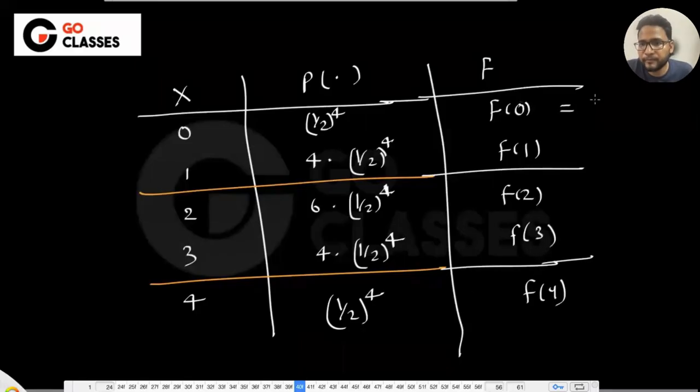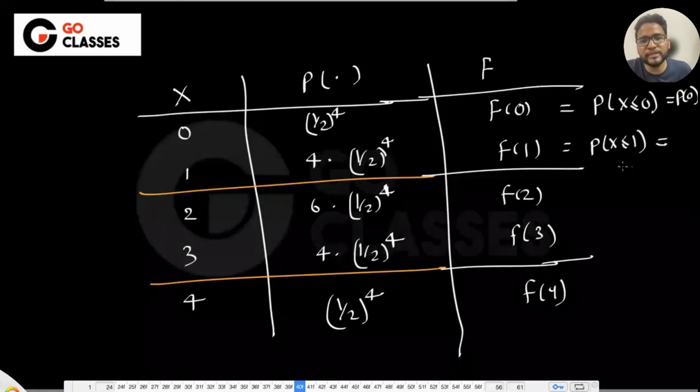Now, this will be P of 0 only. Right? Generally it is P of X less than or equal to 0. In general, you can say it is P of X less than or equal to 0. And since there is only one possibility for X less than or equal to 0, it is just P of X equal to 0 basically, right? And here it will be P of X less than or equal to 1. And now in this case, it will be P0 plus P1.